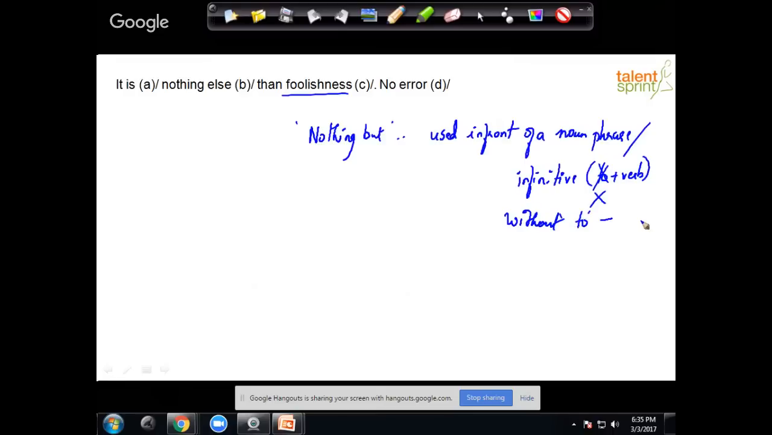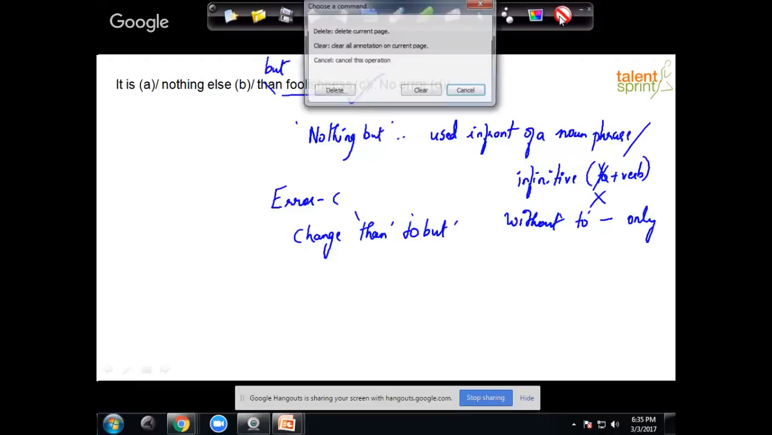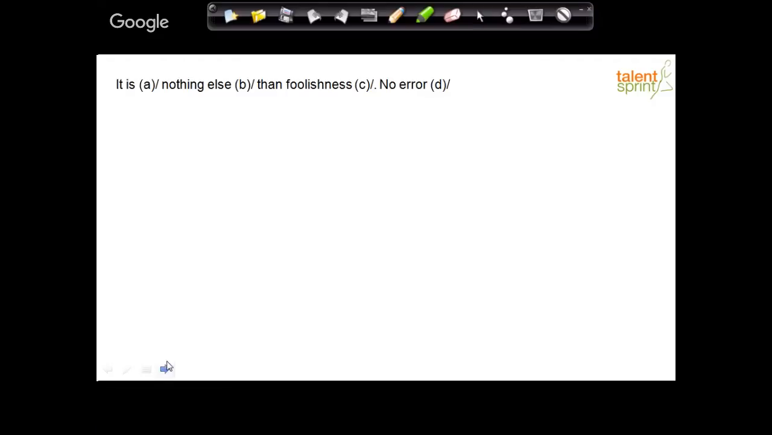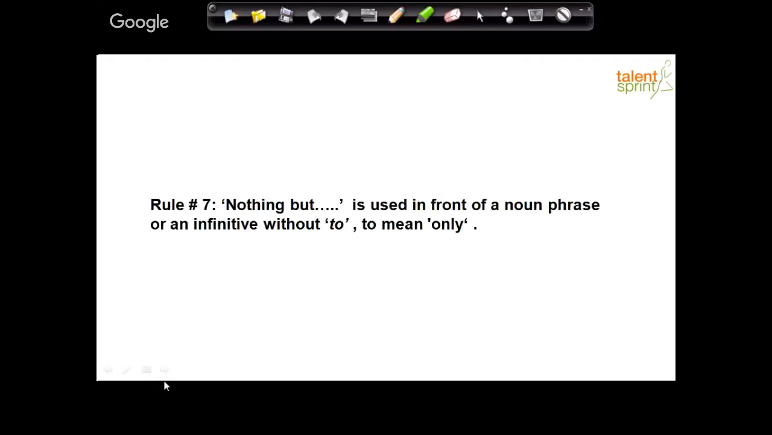Noun phrase or infinitive without to, without this to. And what does it mean? What does it convey? It conveys the meaning of only. So here in this context, it is nothing else but foolishness. It is nothing else but only foolishness. That's the meaning it conveys. The error is in part C. You change then to but. So this is another rule that you need to keep in mind. For those of you who didn't know, right? So that's rule number 7. Nothing but is used in front of a noun phrase or an infinitive without the to mean only. So you need to remember this as well.